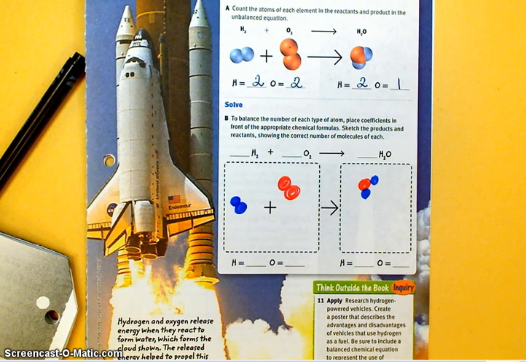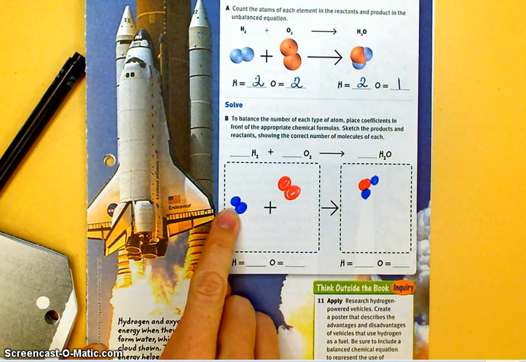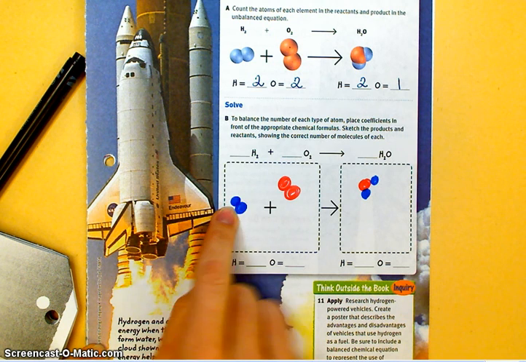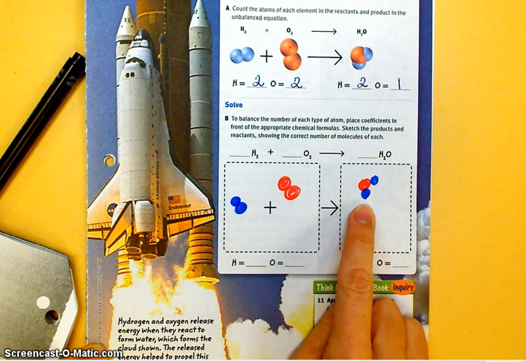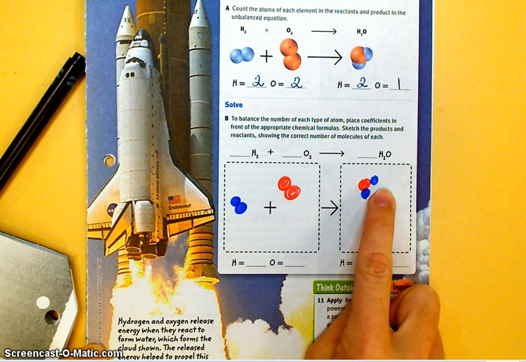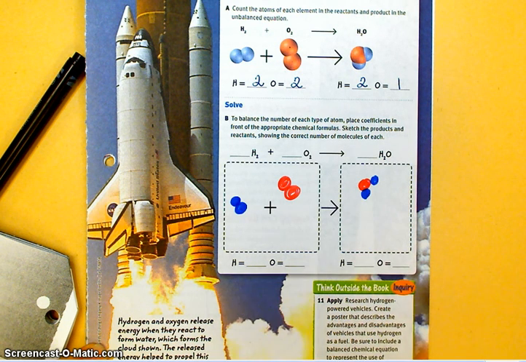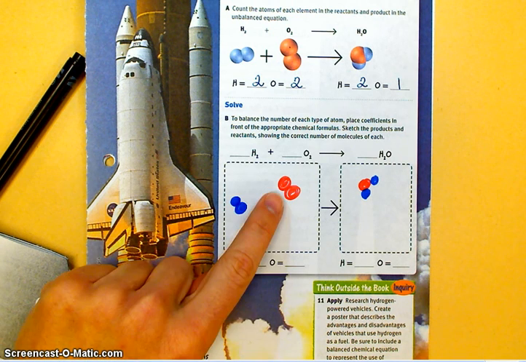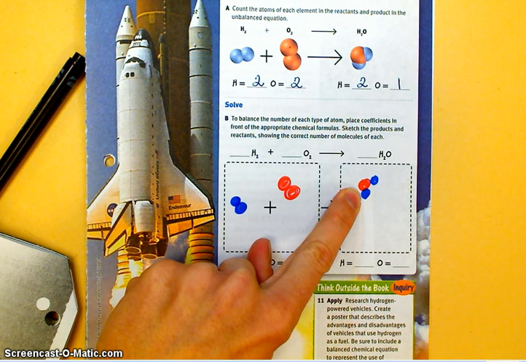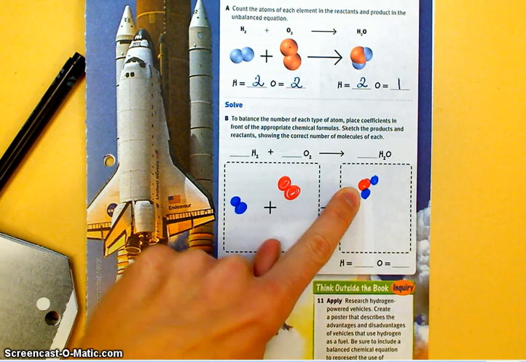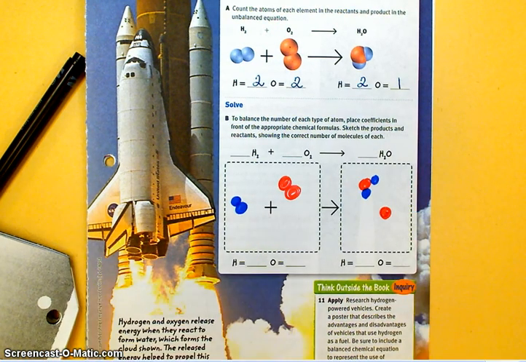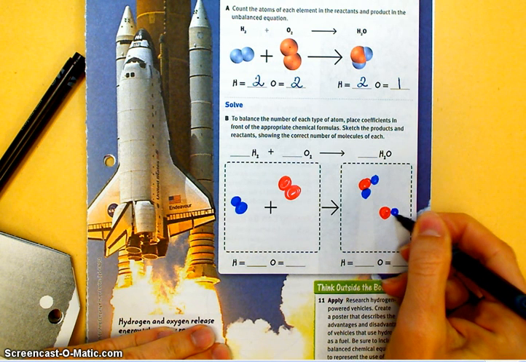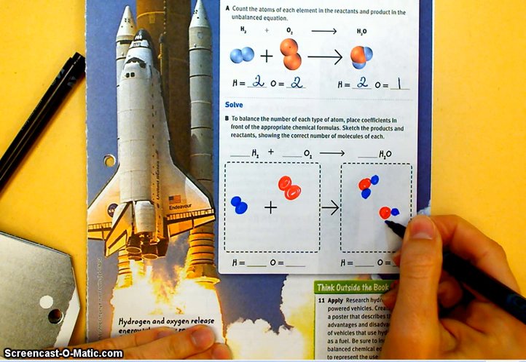Okay, so visually, here's our situation. We have a molecule of hydrogen, which is 2 atoms of hydrogen. We've got a molecule of oxygen, which is 2 atoms of oxygen. On the product side, we have 1 molecule of water. I can only add whole molecules. Okay, so I'm going to start with the oxygen. I have 2 over here and only 1 over here. I can't just add oxygen. I have to add a whole entire molecule that contains oxygen. So I have to put another water molecule over here.